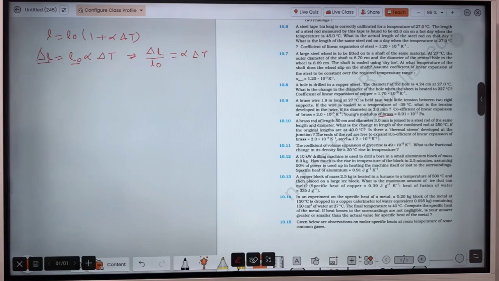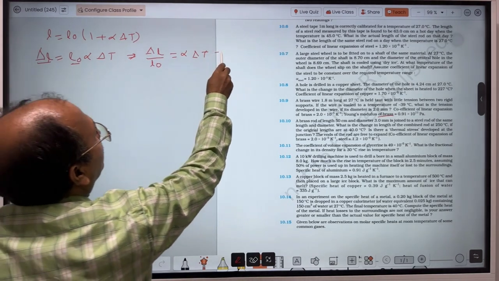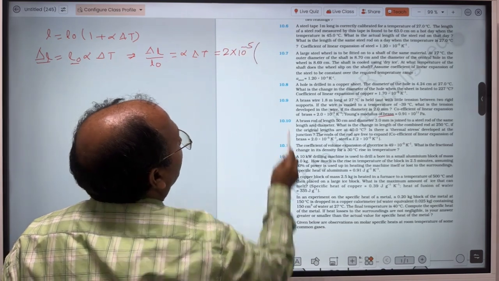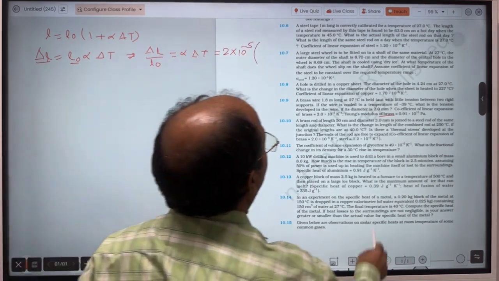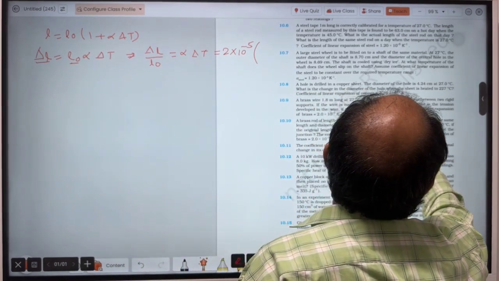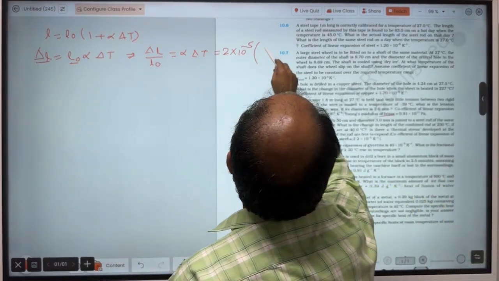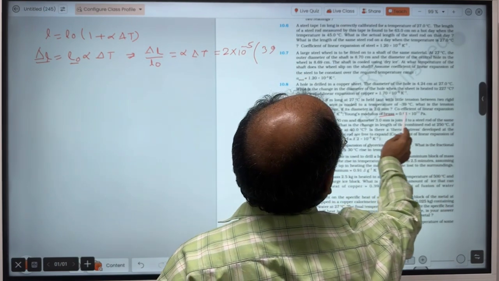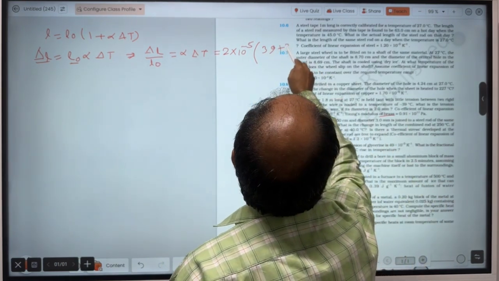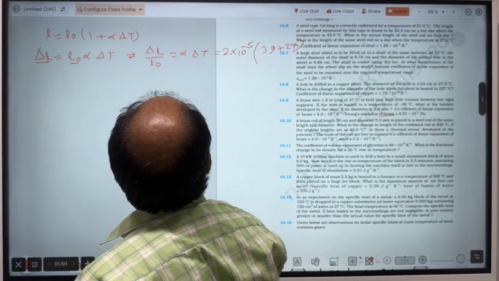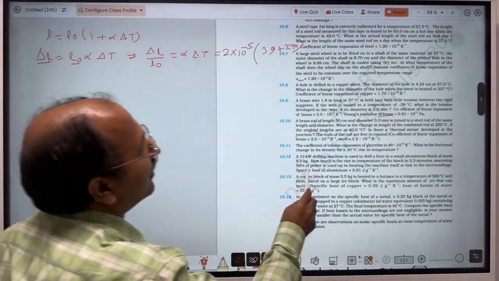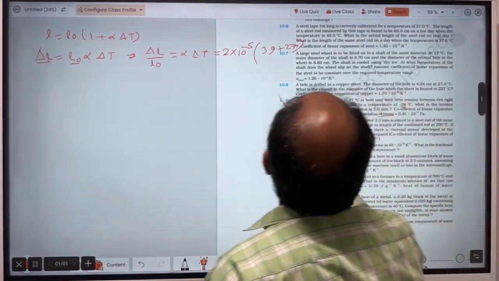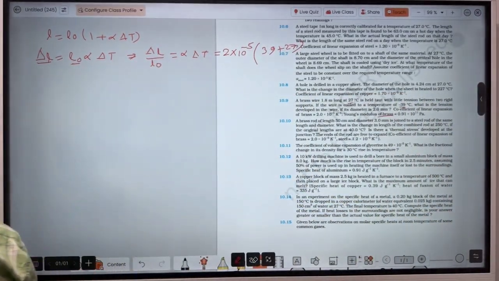So we can write 2 into 10 to the power minus 5, and the temperature change is minus 39, so you can take it as 39 plus 27, right? Because the temperature goes from 27 to minus 39, so obviously it will be this.